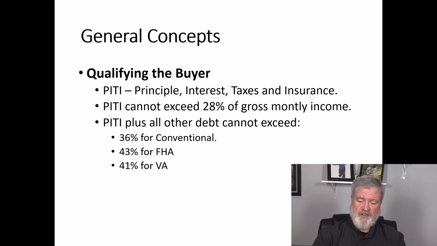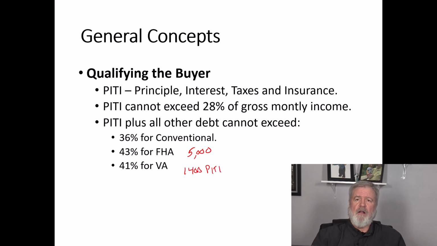Let's just say this buyer makes $5,000. I'm going to try to just write something on here. They make $5,000 a month. Well, what is 28% of 5,000? Let's see. 5,000 times 28% is $1,400. So I know the most my PITI payment can be is $1,400. That's the most I can afford per month, based on that step alone.